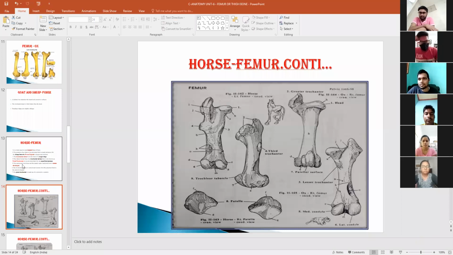So there are some important points related to the femur of the horse. First is that you see here, this is the long, massive bone. Another point, from the head, the fovea capitis is deep and narrow.